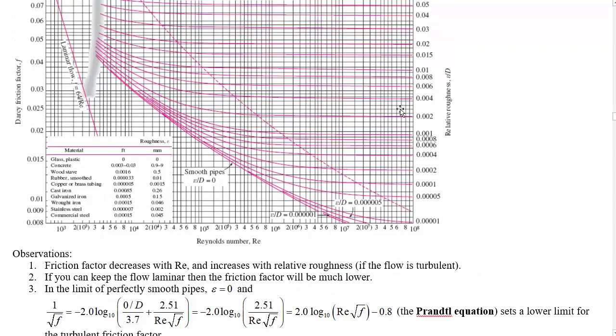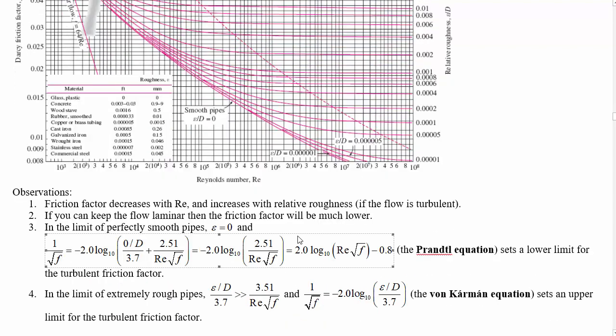If you don't know what the roughness is, you know that it's still going to be at least a friction factor calculated through this equation. So it's not going to give you a lower friction factor than this as long as you are still in turbulent flow. In the limit of extremely rough pipes, you can also calculate the upper bound for the friction factor for a given Reynolds number, and that's the von Karman equation.